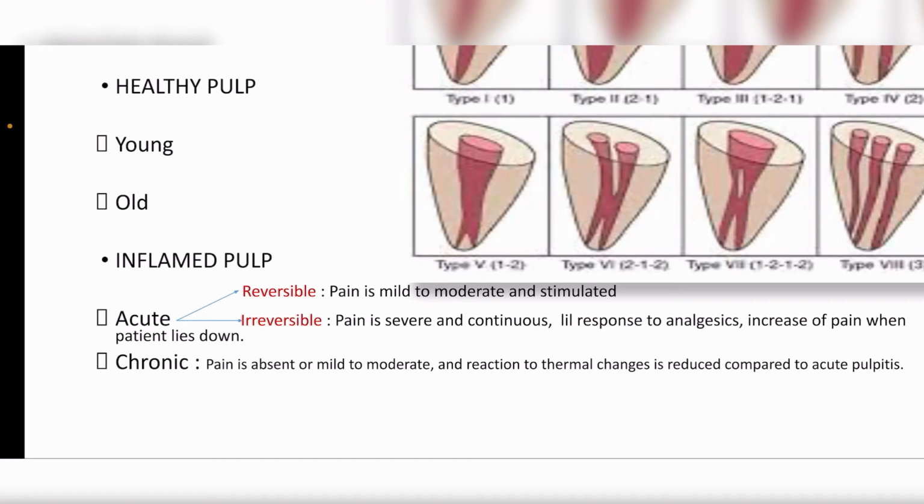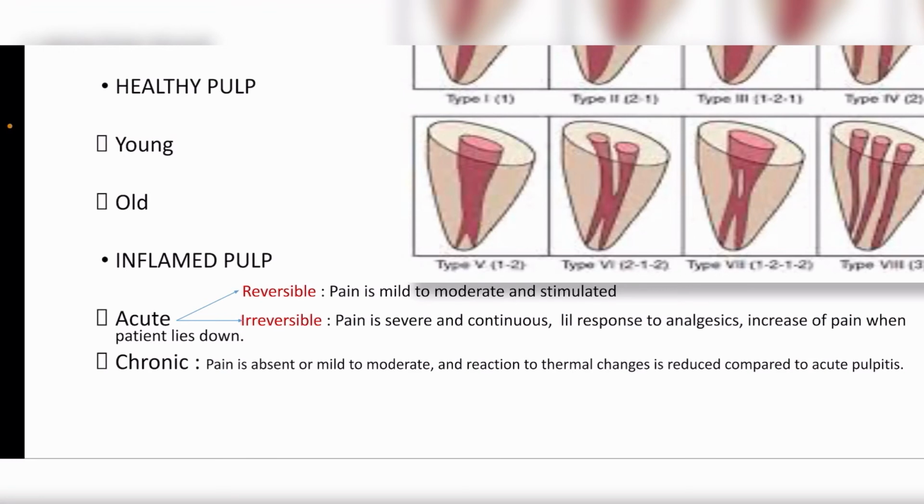The irreversible, though, the pain is severe and continuous, meaning it's the opposite of reversible. The patient is going to be in pain for a long amount of time, and it's not going to hurt just for a couple of seconds or a couple of minutes. So it has little response to analgesics. This is when usually the patient comes to the dentist. When it's already irreversible, and the pain increases especially when the patient lies down.